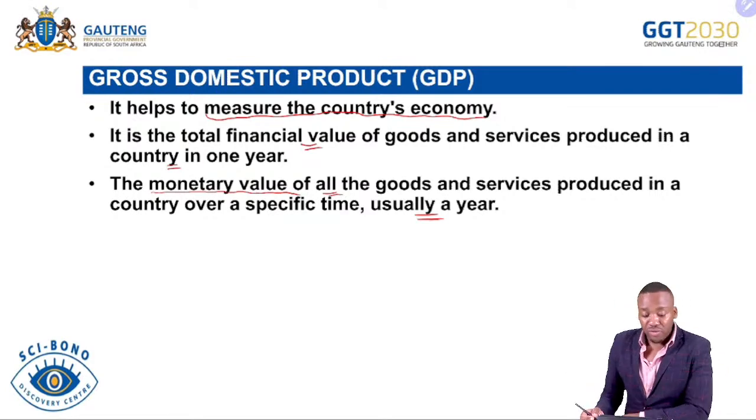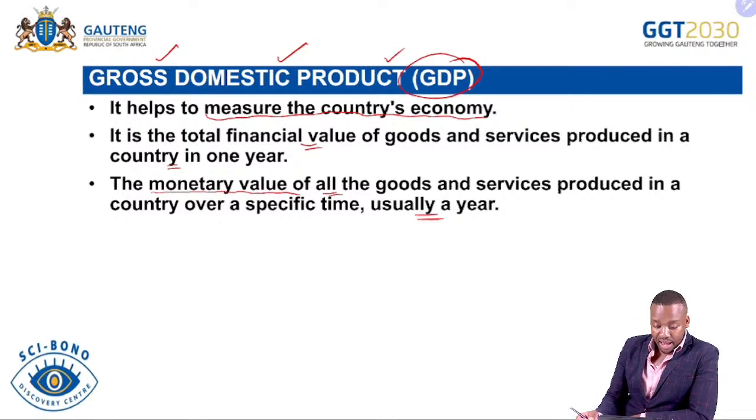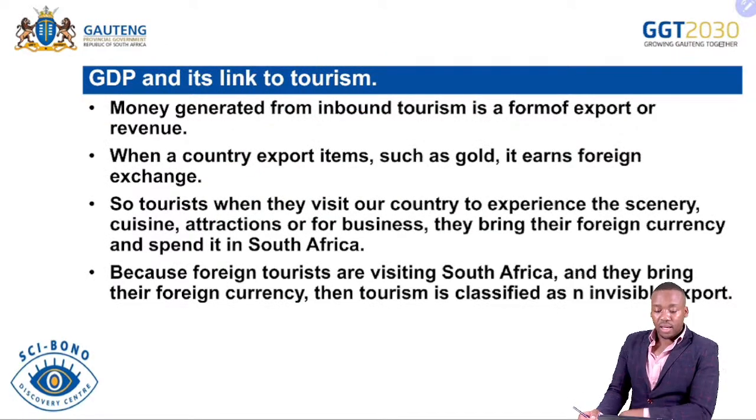We may also give you this in your papers, and ask you to write it in full. You just need to remember the G stands for gross, the D for domestic, and the P for products. It is the monetary value of all goods and services produced in a country over a specific time, usually over a year.